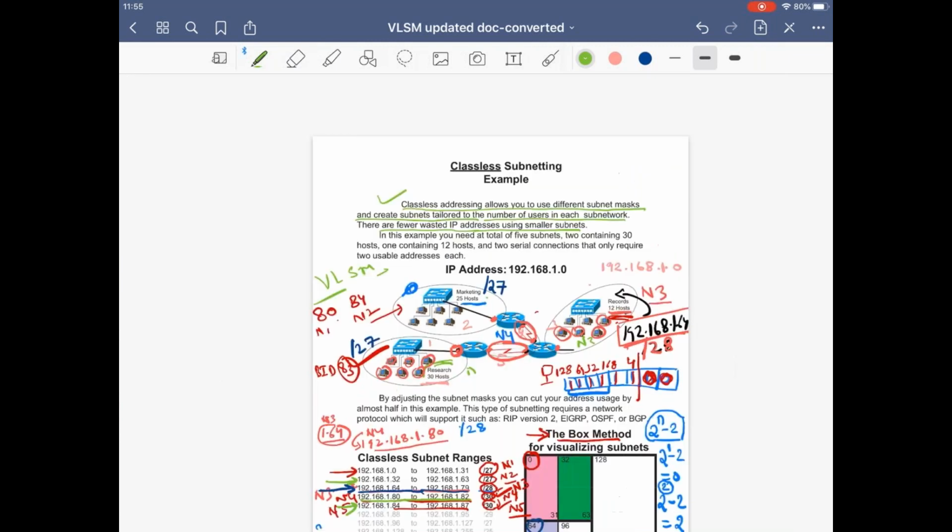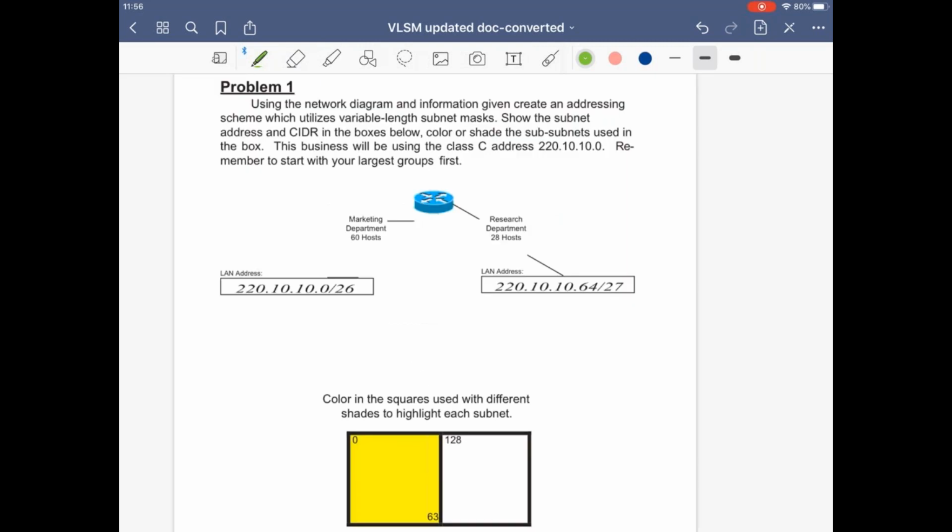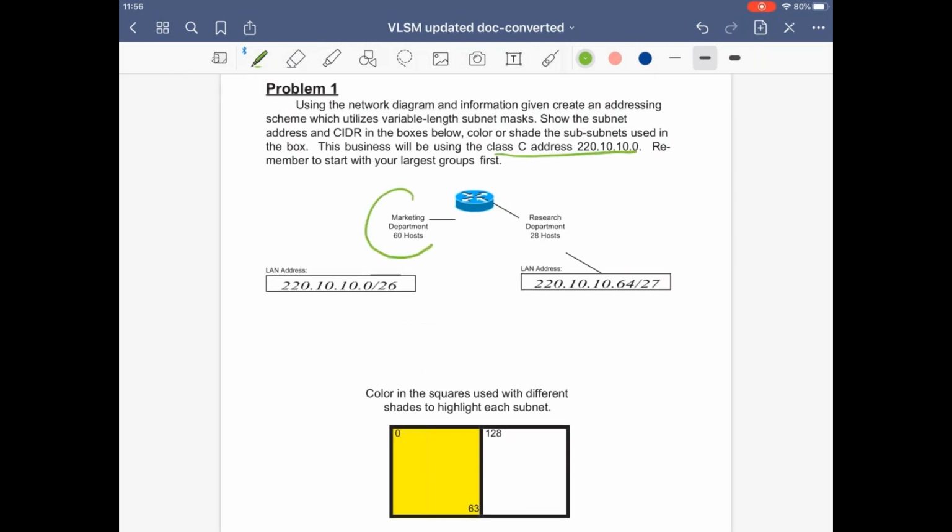Do this. We have given this IP address, the biggest requirement is 60, and the second biggest requirement is 28. We have only 2 requirements for two departments. One is the marketing department, and the second one is the research department. Just try to do this in your rough copy.